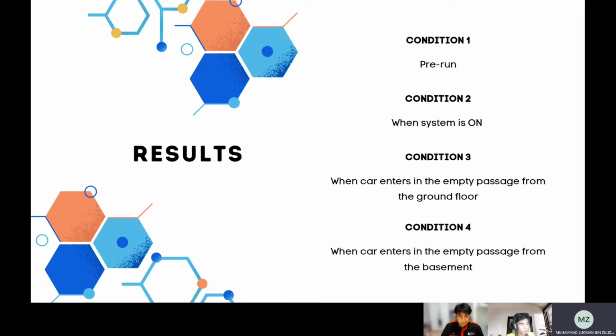For condition 4, when the car enters the empty passage from the basement, sensor S2 will be triggered, and with this trigger, memory call will be set.